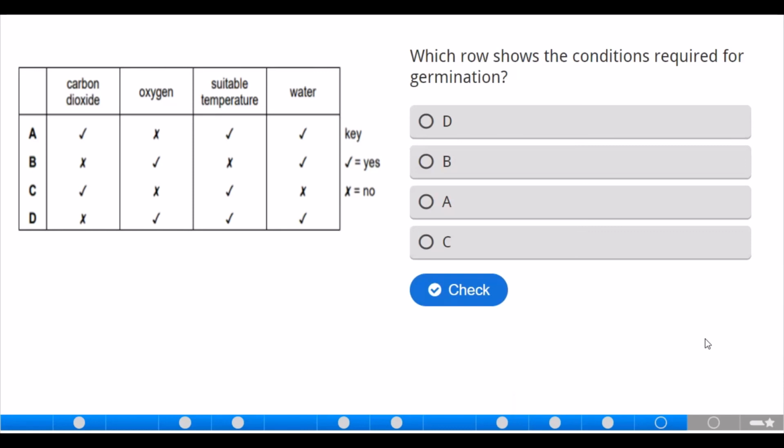This slide says which row shows the conditions required for germination. Oxygen is a requirement, suitable temperature, and water. D. Correct.